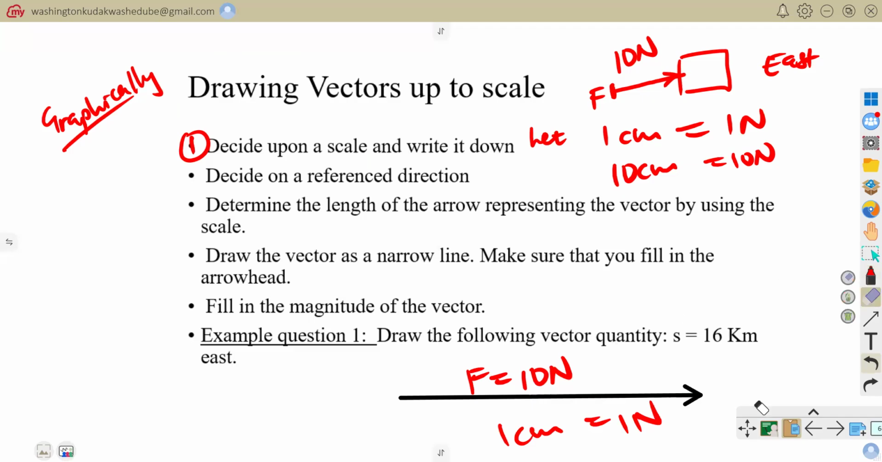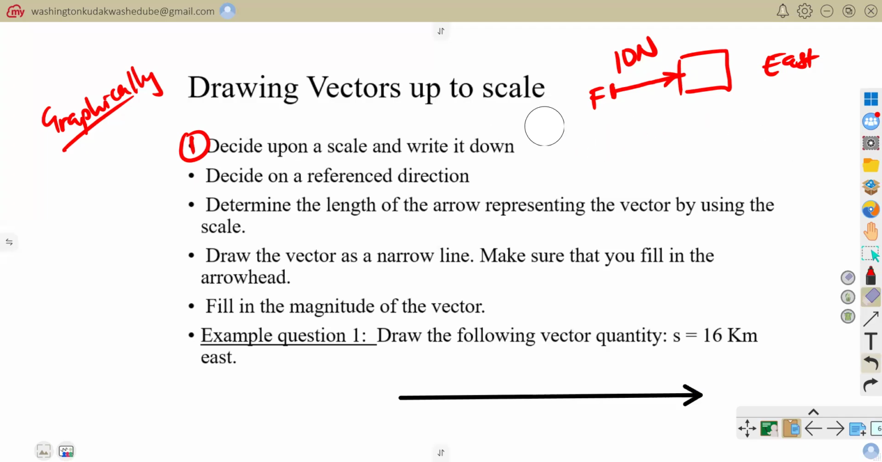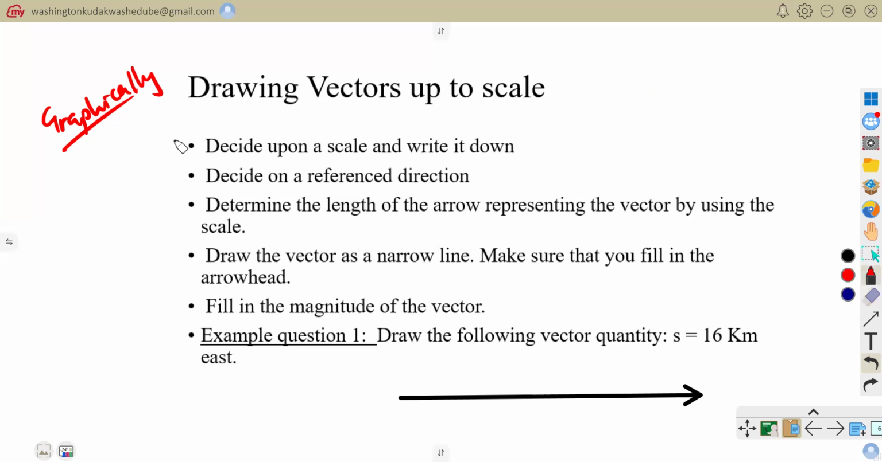So the first thing that you need to do is to choose your scale. After choosing your scale, you write it down. So let me say, first step, choose scale. So we said let 1 centimeter be equal to 1 Newton. So 1 centimeter will represent 1 Newton. Now, you need to decide on a reference direction.